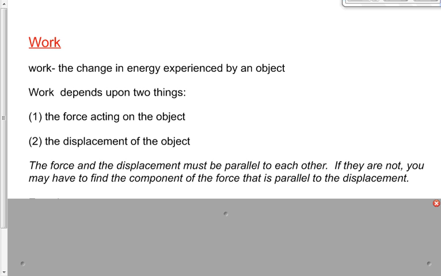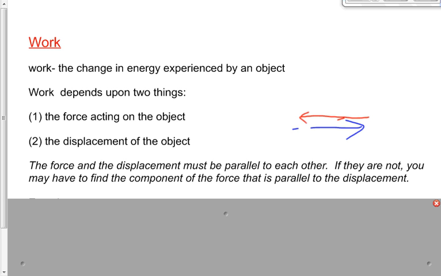Nothing. I haven't done any work on it. Even though there's a displacement and I'm applying a force, if the displacement is this way, but my force is this way, I still haven't done any work on it because I'm not going to change its energy. If I want to change the energy of that curling rock and it's moving to the right, then I have to apply a force either to the right to cause the curling rock to speed up, or I can apply a force to the left to cause the curling rock to slow down.